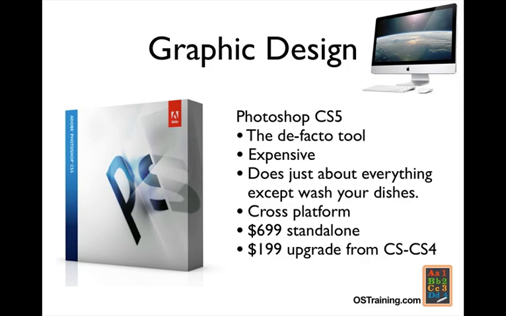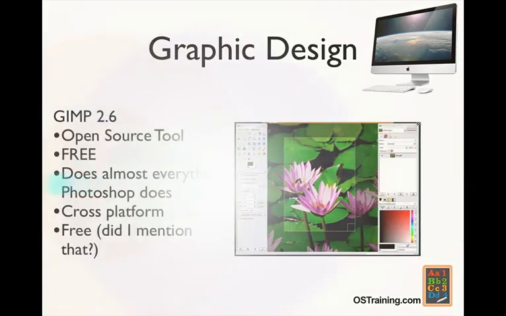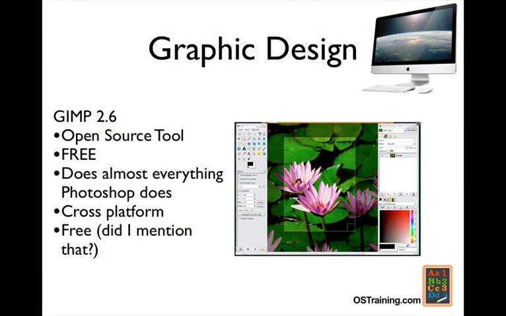For those of us who are on a maybe slightly cheaper budget, GIMP 2.6 for the Mac is a really great tool. It's open source, just like Joomla. It's free. It does almost everything Photoshop does. And again, it's also cross-platform, so you can share files between a Windows PC and a Mac. And it's, again, free. Does a great job. The URL is below the video in the session notes.